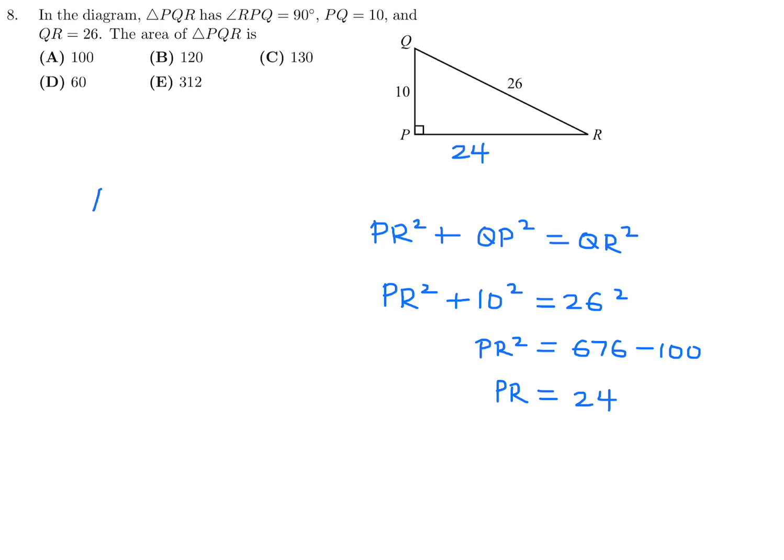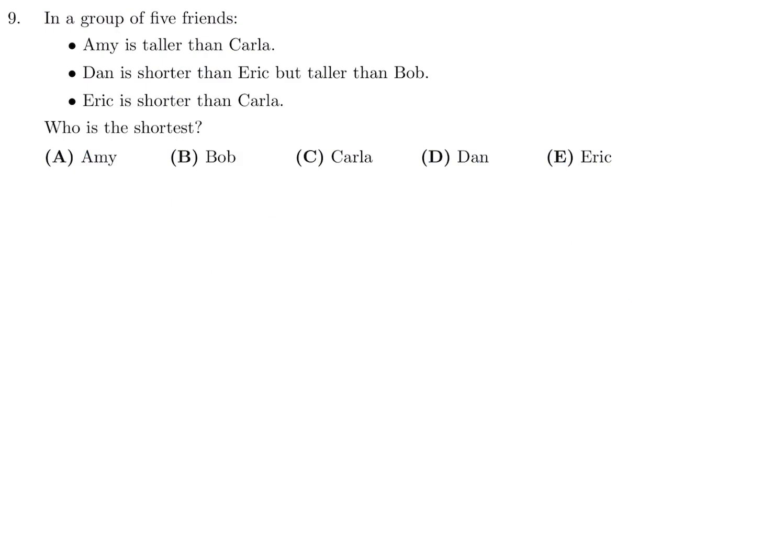Now the area is 1/2 base times height. The base is 24, the height is 10, so that becomes 12 times 10, which is 120. So number 8, the answer is B.